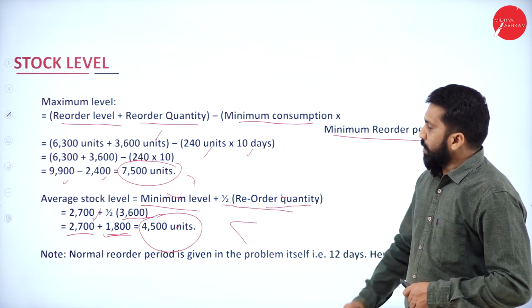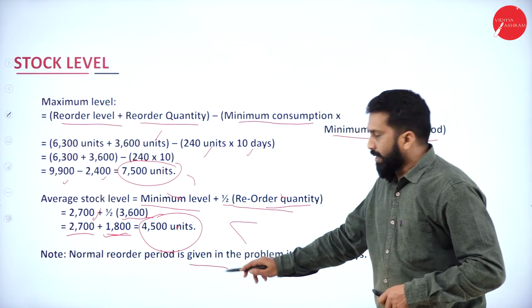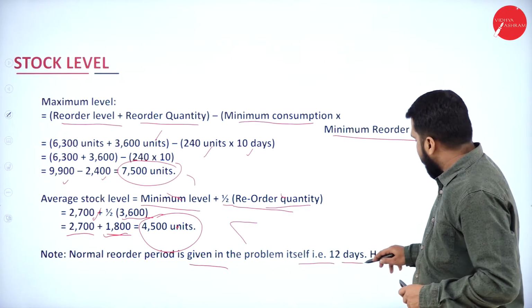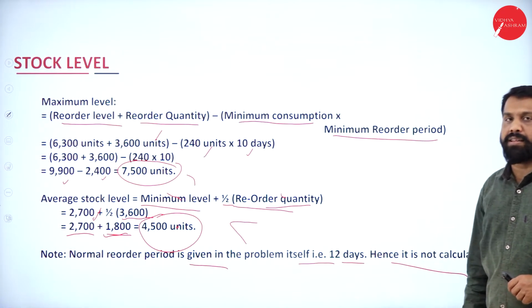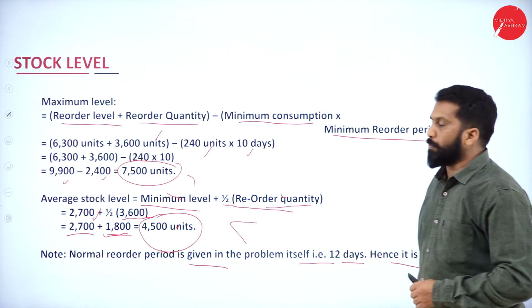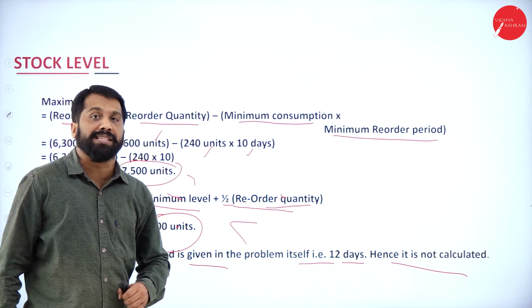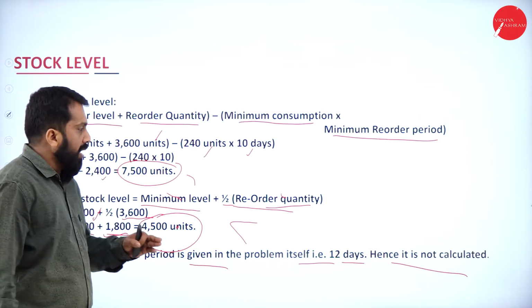Now, note, normal reorder period is given. As I told you, 12, it is given. In the problem itself it is 12, hence it is not calculated. In the previous problem, we calculated. In the current problem, we have not calculated. Why? Because it is given. Now, I'll go back to this.